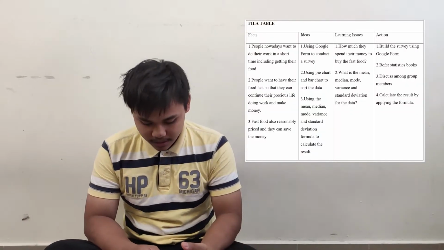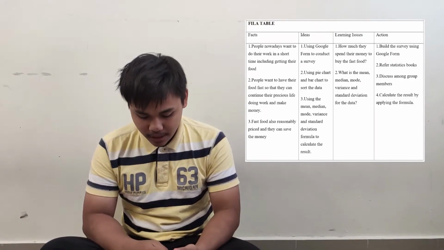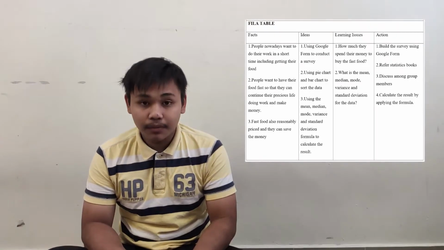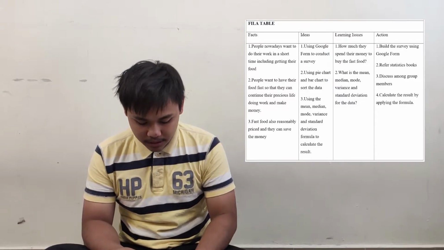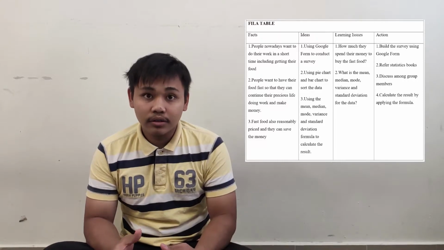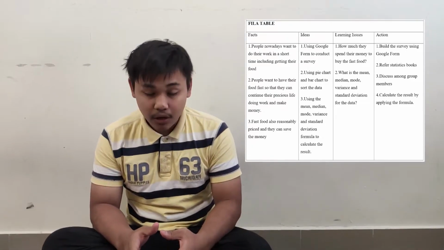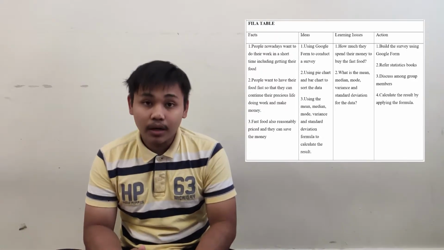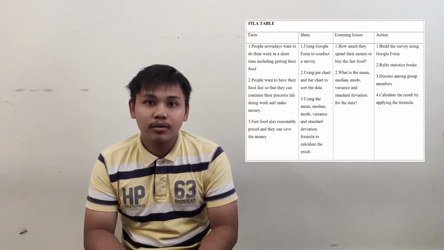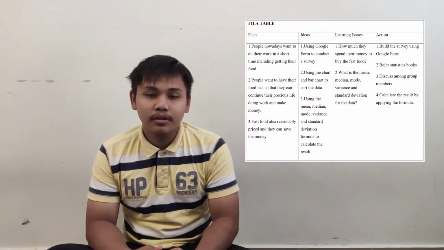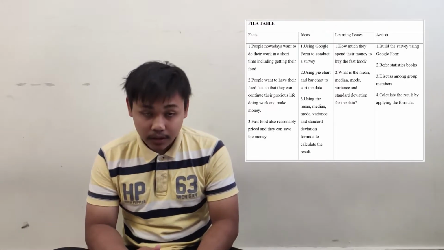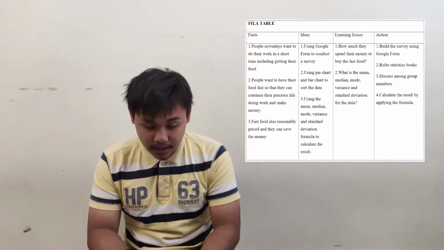Okay, I want to discuss the Villa table. The Villa table has 4 columns, which are fact, idea, learning issue, and action. First is fact. From the case study, almost everyone nowadays wants to finish their work fast. Then they can continue their work and make money when they get their food quickly. In addition, fast food has a more reasonable price and they can save their money.